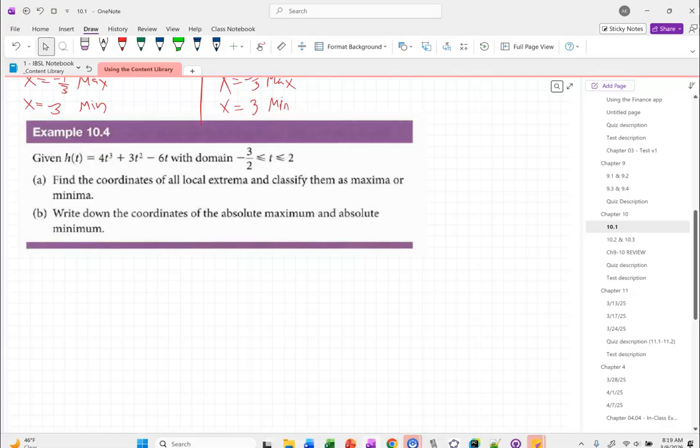Next one, it says, given h of t equals 4t cubed plus 3t squared minus 6t, on the domain -3/2 less than or equal to t less than or equal to 2, find the coordinates of all local extrema, and then classify them as maxima or minima. And then write down the coordinates of the absolute maximum and absolute minimum.